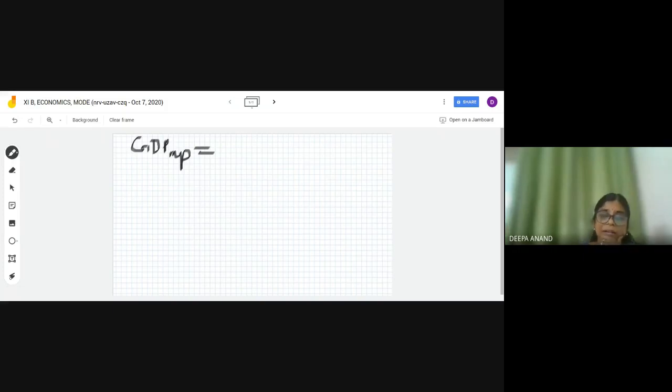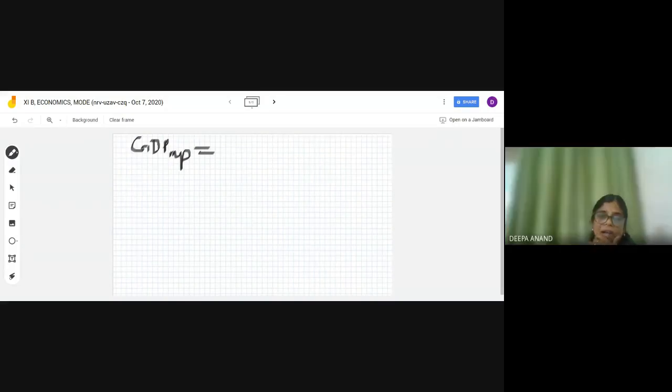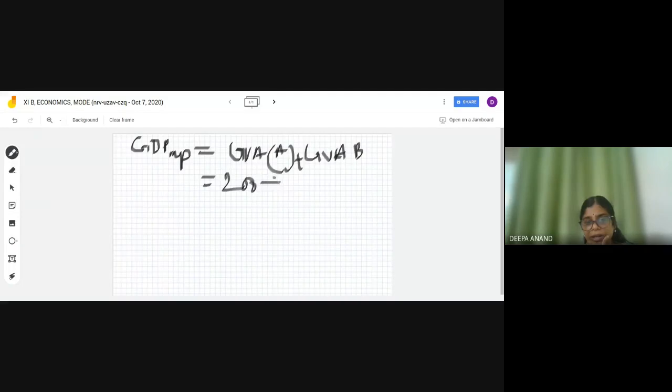We just read GDP. Yes, ma'am. We will add the value added from A and B. Yeah, gross value added. That is GDP at MP. That is gross value added of firm A and gross value added of firm B. That is known as GDP at MP. The summation of both. So 200 plus 260, that is 460. I hope Naman can hear me. 460 is GDP at MP.